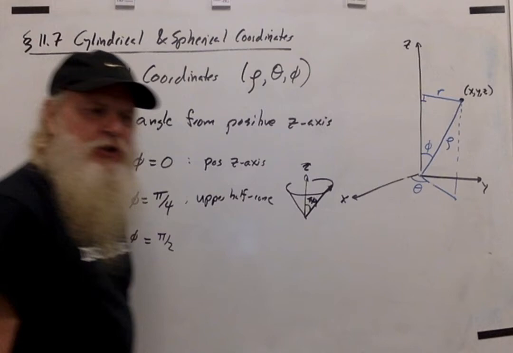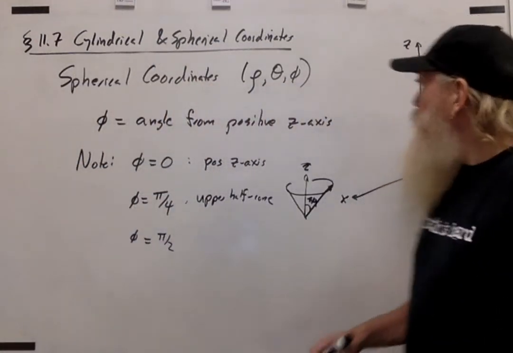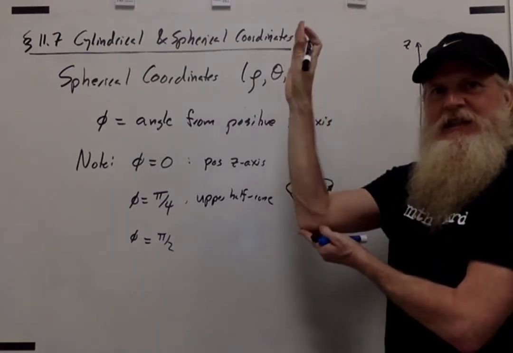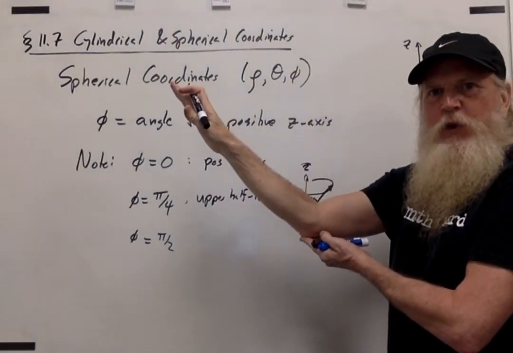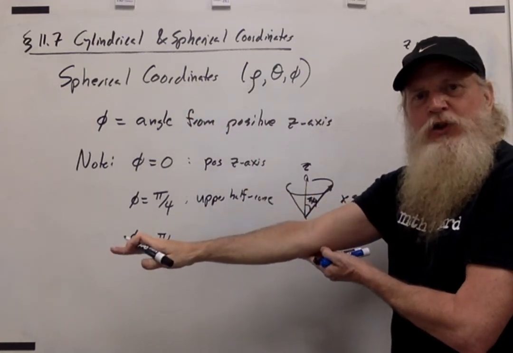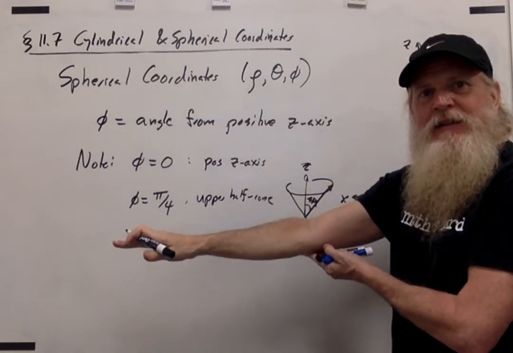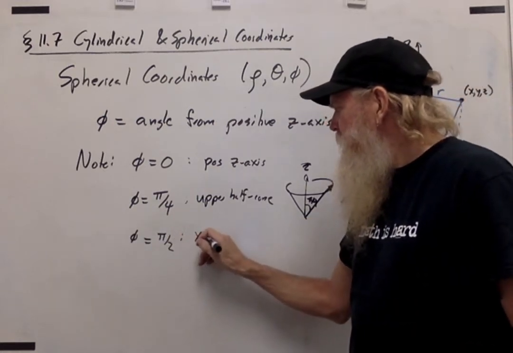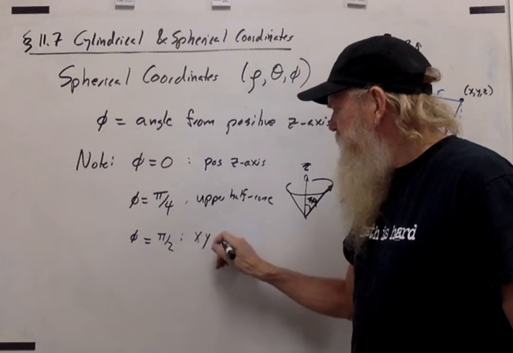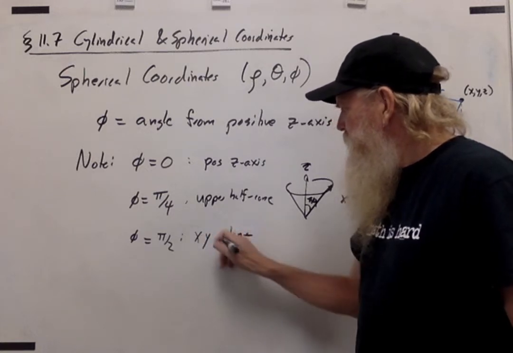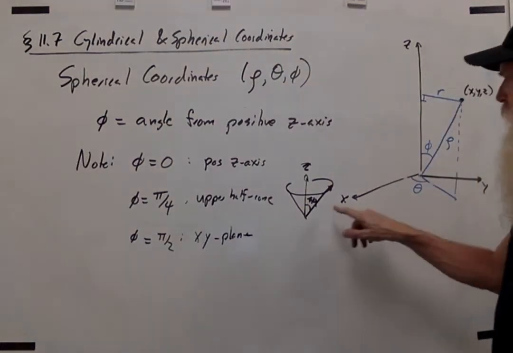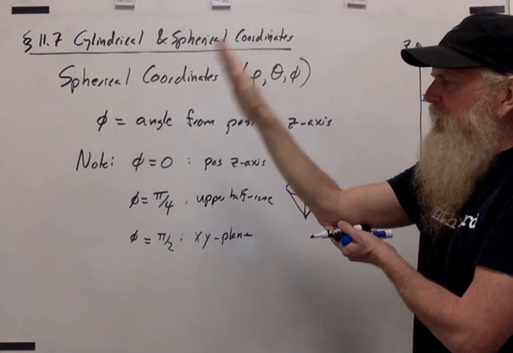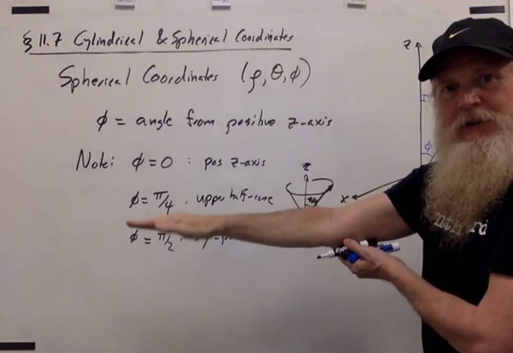If phi equals pi over 2, these are going to be all the points that are an angle pi over 2 away from the z-axis. So here's the z-axis. Here's pi over 4 away from it. If I go to pi over 2 away from the z-axis, then I'm in the xy plane. So pi over 2 is the xy plane. So I go from 0 to pi over 2. Notice that I'm sweeping out the points that are above the xy plane.